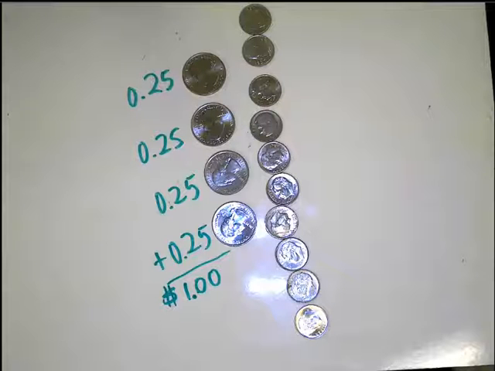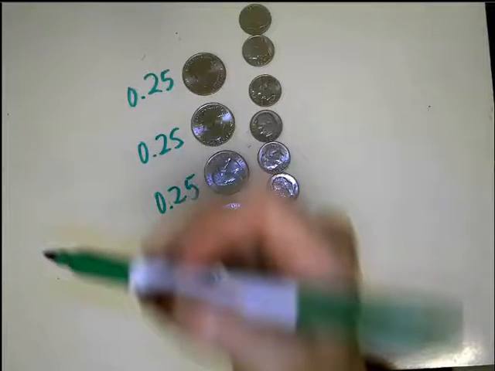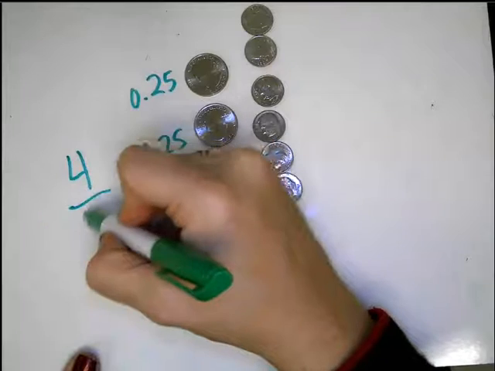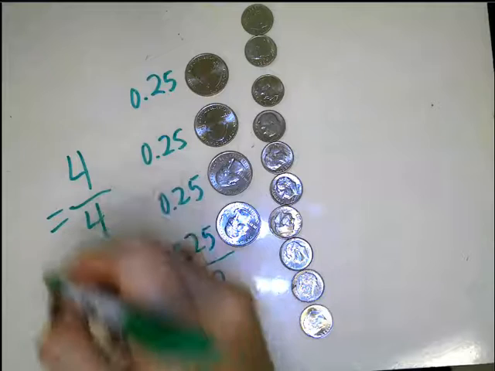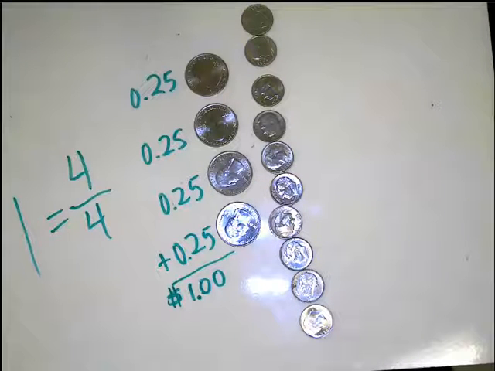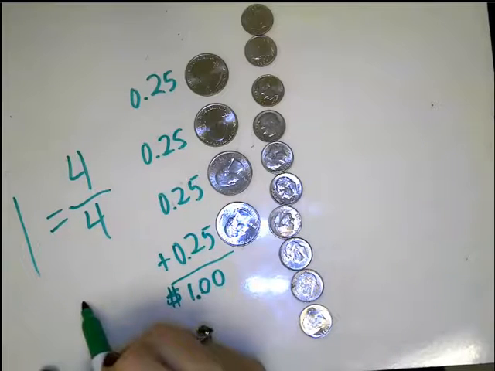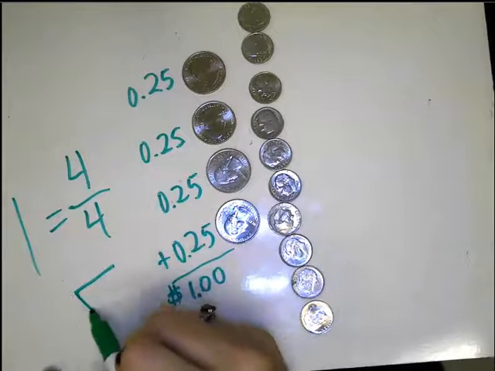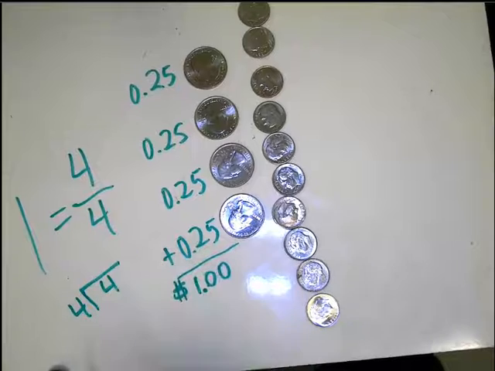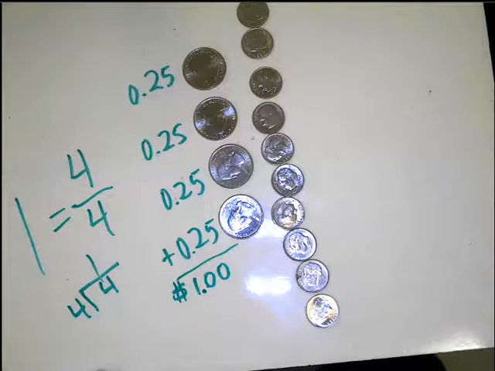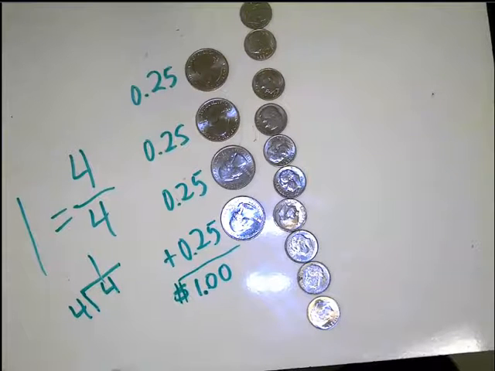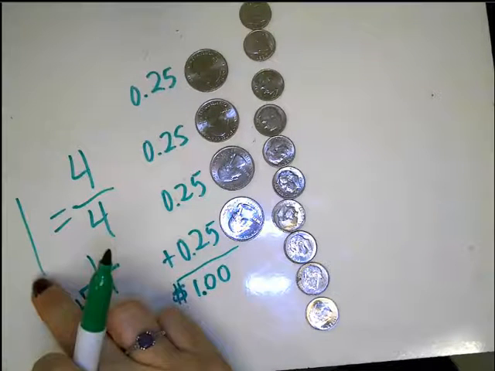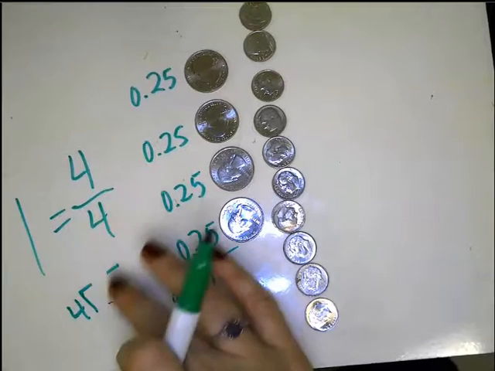Now, another way you can think about it is in a fraction. 4 out of 4 equals 1. 4 goes into 4 one time. This fraction bar, it's a division sign, and it just means that 4 goes into 4 once, 1 whole time. 4 fits into 4 one time, 1 whole. So this is the same as saying 1. 4 over 4 is the same as saying 1.